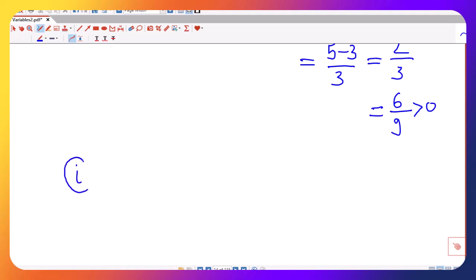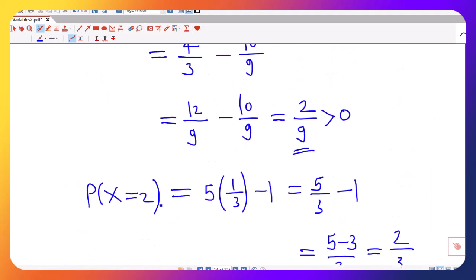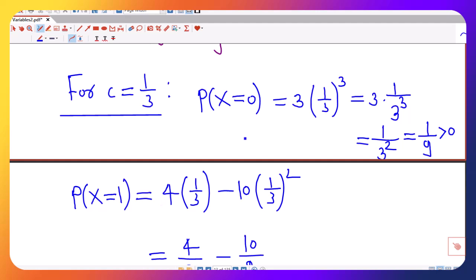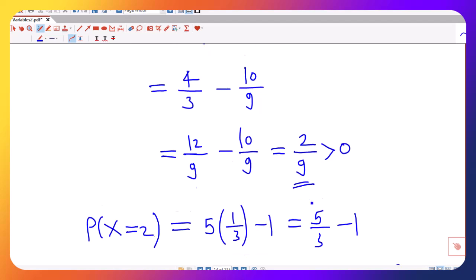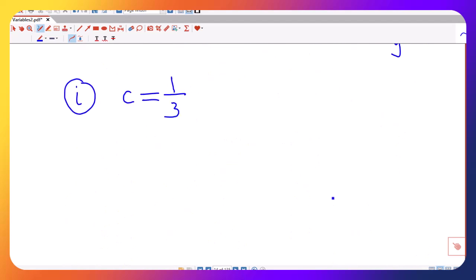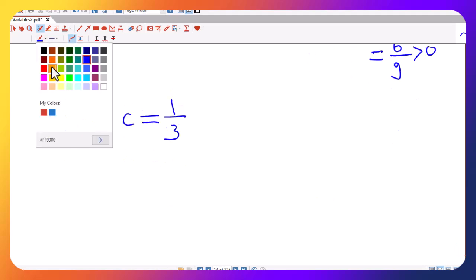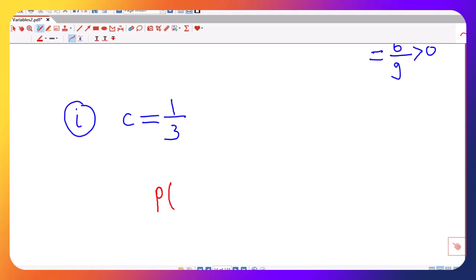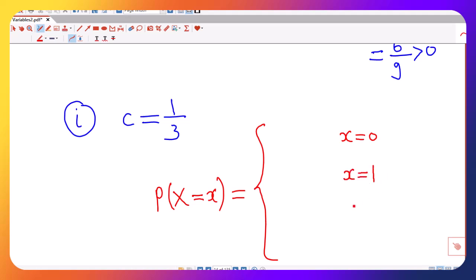So the answer to the first part is the value of c is 1 by 3, and the probability mass function is, at x equal to 0 we have 1 by 9, at x equal to 1 we have 2 by 9, at x equal to 2 we have 6 by 9. That we can write here also. That will be useful for calculating remaining probabilities. So now we have obtained values for the probability mass function at x equal to 0, 1 and 2, and it is 0 at all the remaining points.